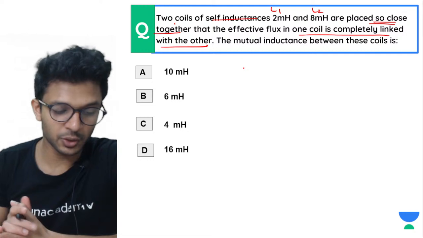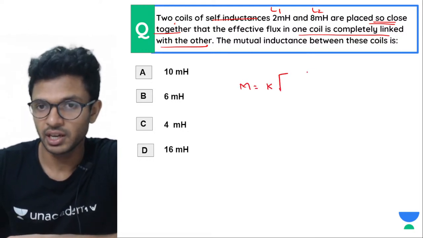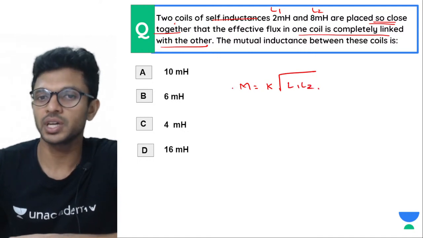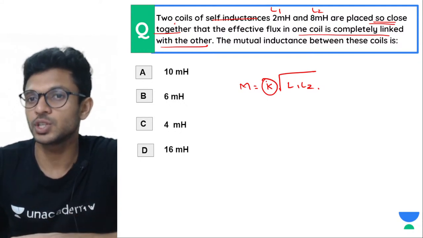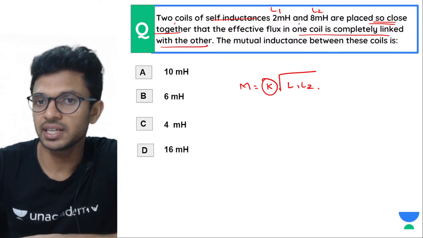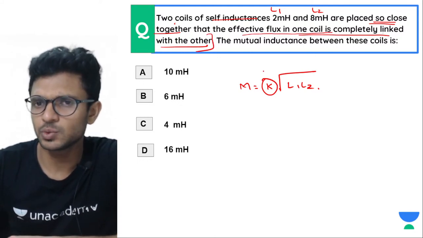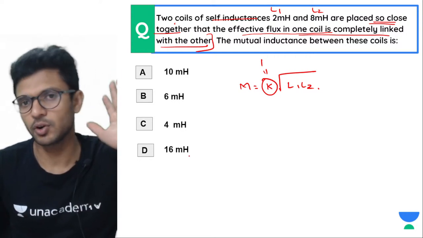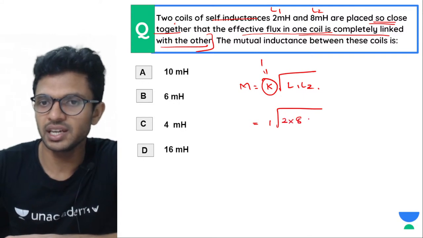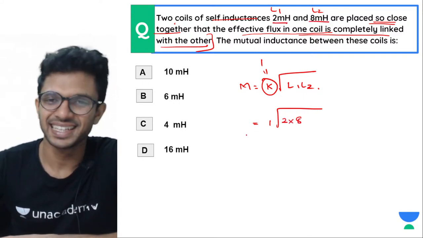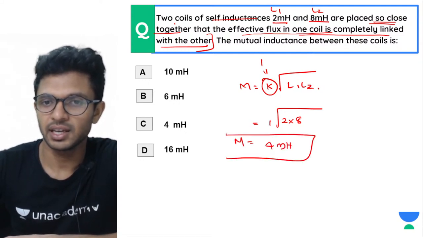So, M is equal to K root L1 L2. The mutual inductance M is equal to K root L1 L2. What is K? I explained it while discussing the formula: K is the coefficient of coupling. Here it is given that the effective flux in one coil is completely linked with the other. In that case, what will be the value of K? It is 1, I have already told you. So M is 1 into root of 2 into 8, because L1 is 2 and L2 is 8. Root 16 is 4, with the unit of millihenry. That is M.